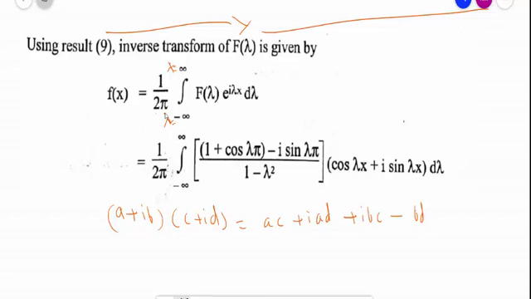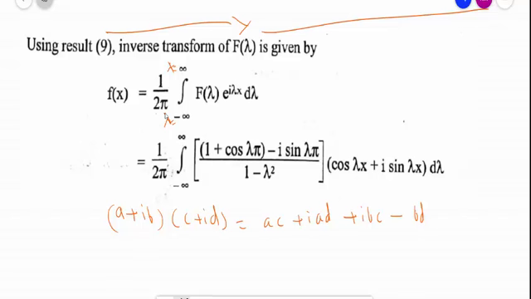So after this we have to use the Euler's formula e raised to i theta, that can be written as cos theta plus i sin theta. Take theta equal to lambda x. So next job is how we have to simplify this. This is one of the complex numbers.